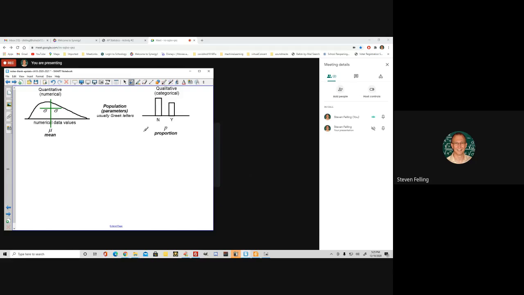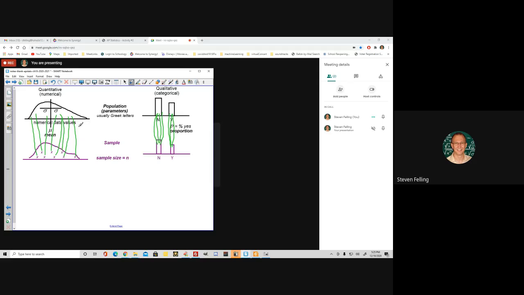And anything we measure about that we call a parameter, right? Usually Greek letters. In the numerical case, we use mu for the mean and sigma for the standard deviation. This proportions case is the only one that breaks that rule. We use p for the proportion, the population parameter. But we don't usually work with the population. We usually work with a sample.